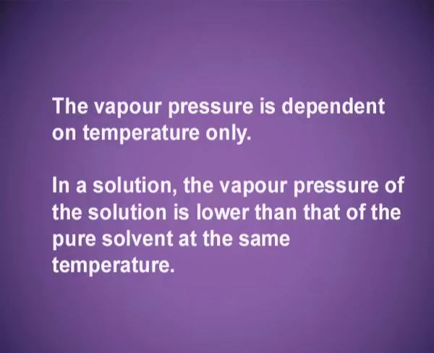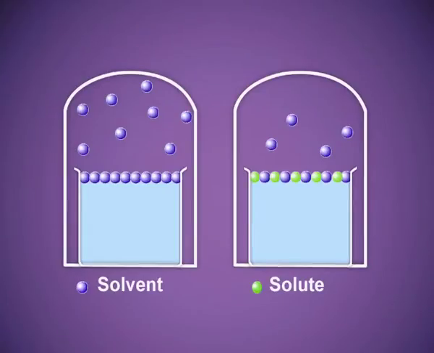In a solution, the vapor pressure of the solution is lower than that of the pure solvent at the same temperature. The vapor pressure of the solution is lower. Now, how is it so? This is the pure solvent. Now, I am changing it into a solution. I have mixed a solute into it. The solute molecules will go into the bulk and they will come on the surface also. Now, when these solute molecules come on the surface, the fraction of the solvent particles on the surface will decrease.